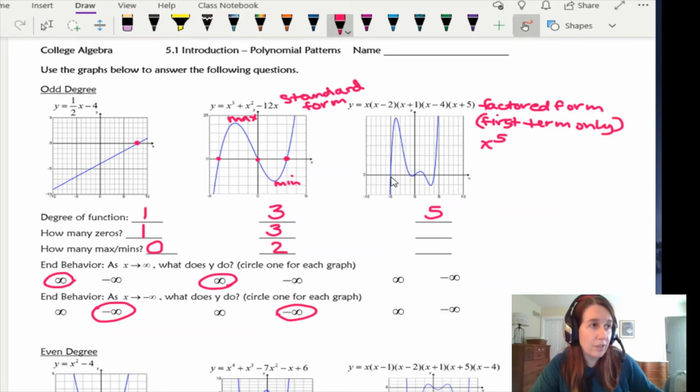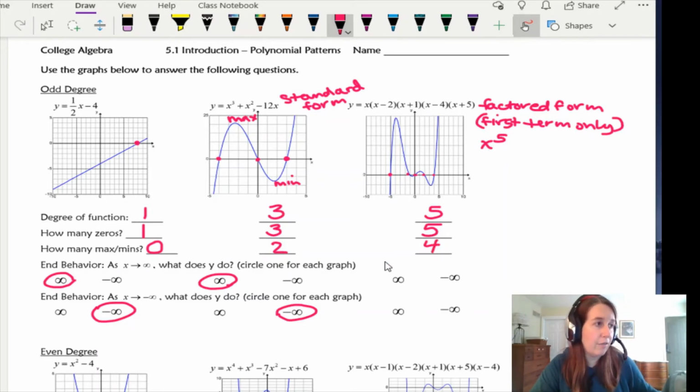How many zeros does this have? Let's see, 1, 2, 3, 4, 5. Okay, 5 zeros. You should be seeing a pattern there. How many mins and maxes? 1, 2, 3, 4. Okay.